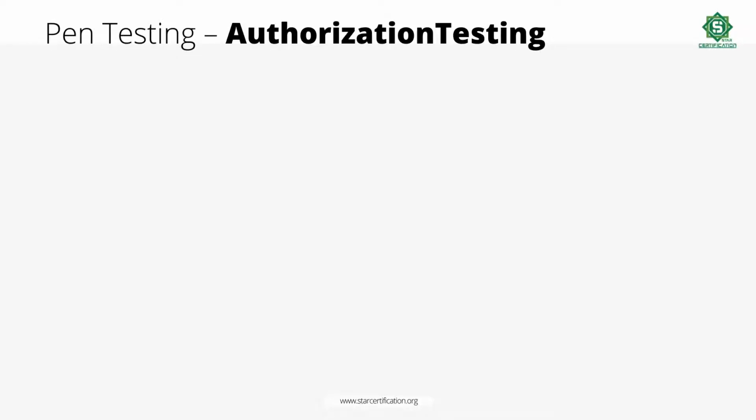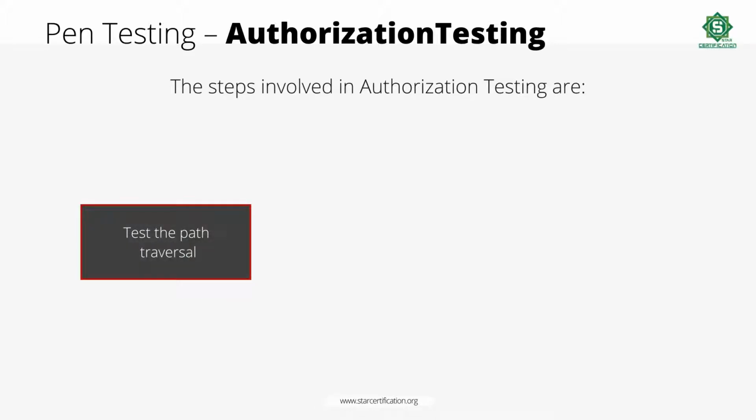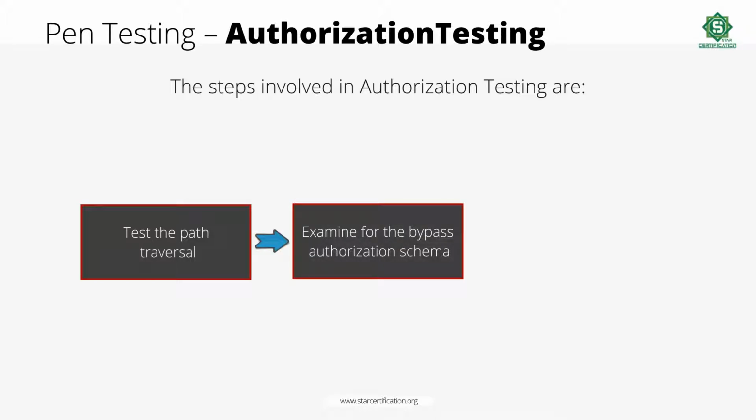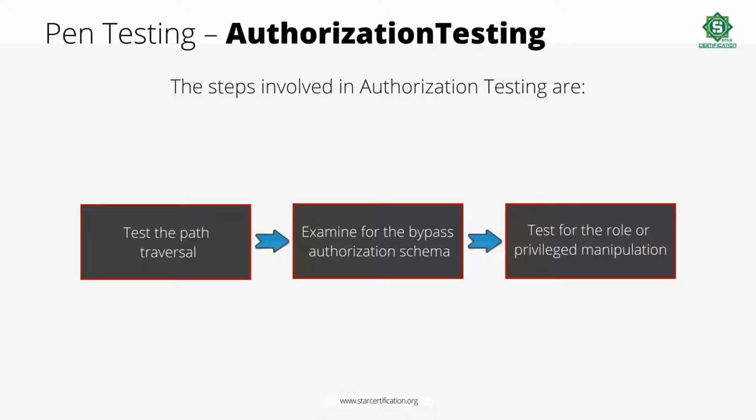Authorization testing. The steps involved in authorization testing are testing for path traversal by performing input vector enumeration and analyzing the input validation functions present in the web application, examining for bypass of the authorization schema by testing the admin functionalities to gain access to resources which are assigned to a different role, and finally, testing for role or privilege manipulation.